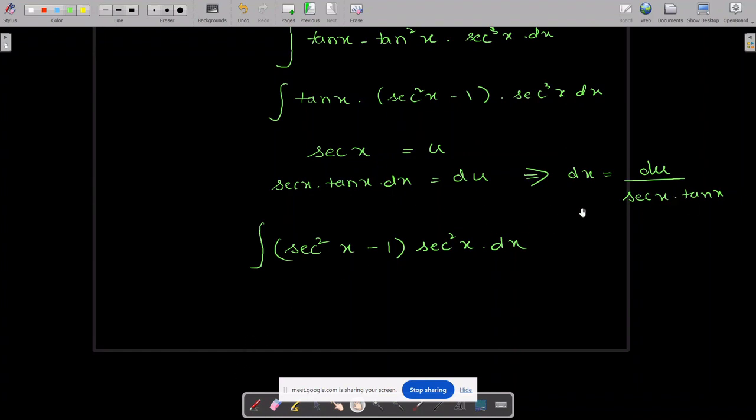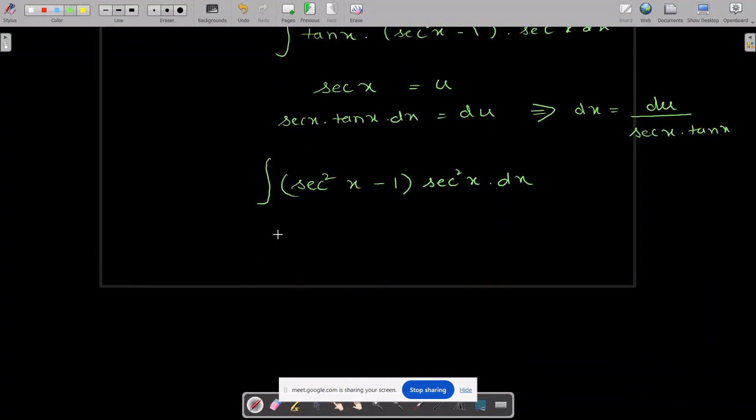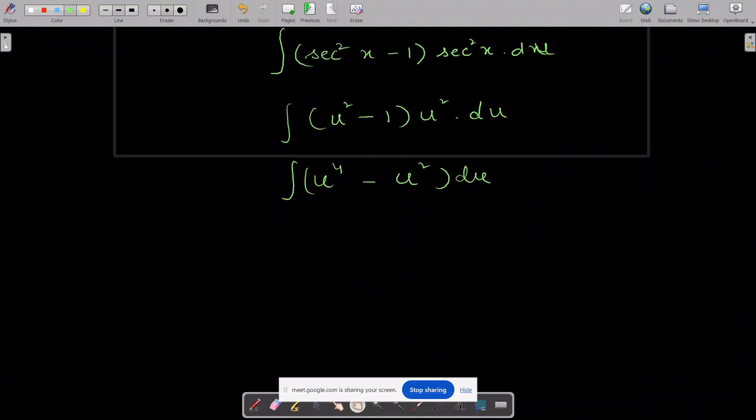Yeah. And then you would have u squared. Yes, so this now becomes u squared minus 1 times u squared du. You have u to the 4th minus u squared. Yep, u to the 4th minus u squared du. And then 1/5 u to the 5th minus 1/3 u cubed plus c. And then you put u back in, which is secant x, and then that's your answer.